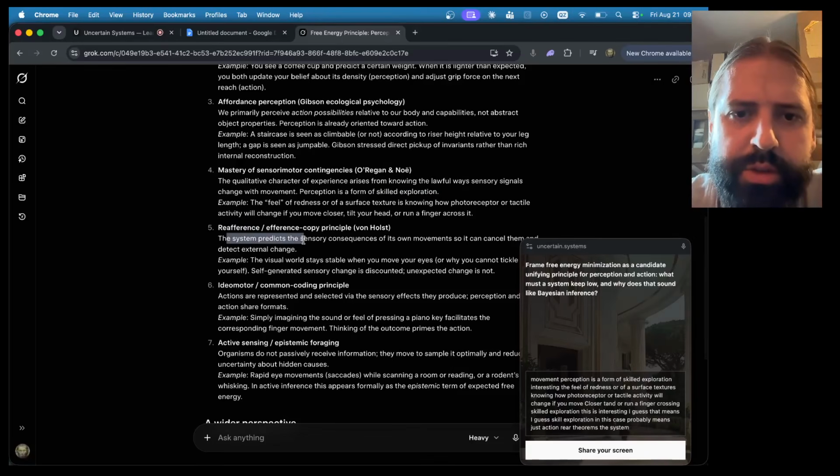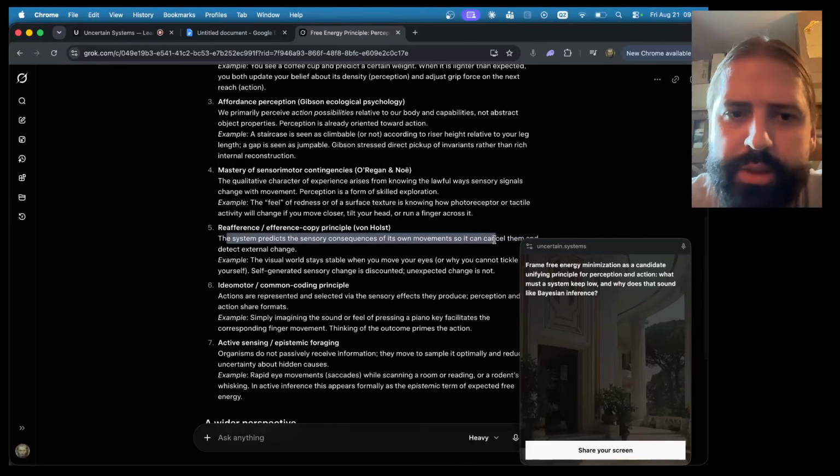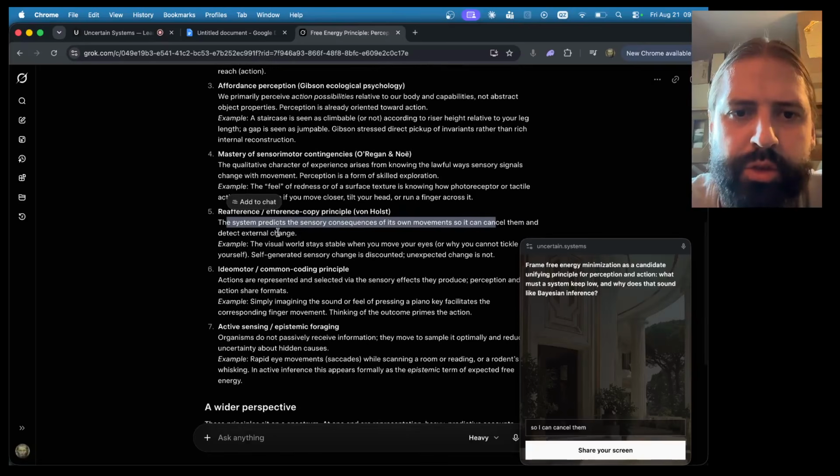Reafference. The system predicts the sensory consequences of its own movement so it can cancel them and detect external change. Interesting as well.